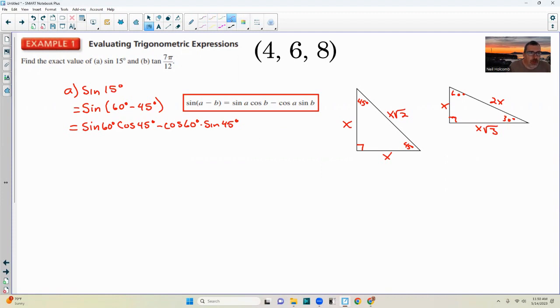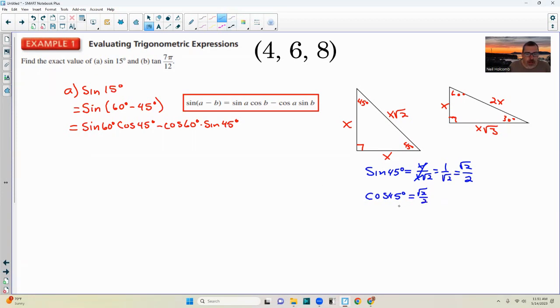Okay, and so when we do this, I want to know what the sine of 45 is. So if I go across, the sine of 45 is opposite over hypotenuse. So the sine of 45 degrees is x over x square root 2, and these cancel, leaving me with 1 over root 2. And without wasting time, it's root 2 over 2 when I rationalize the denominator. Okay, so that's the sine of 45. Well, the cosine of 45 is adjacent over hypotenuse, so the cosine of 45 equals the sine of 45. So that's also the square root of 2 over 2.